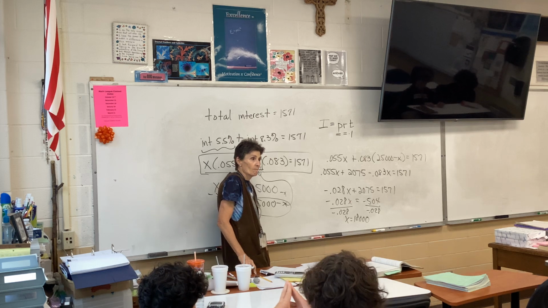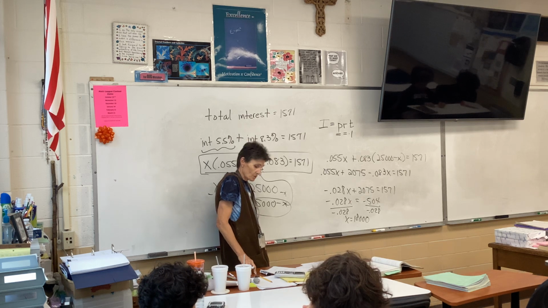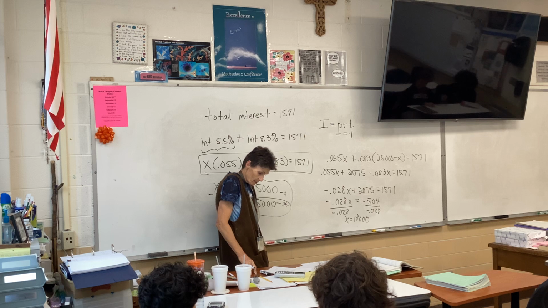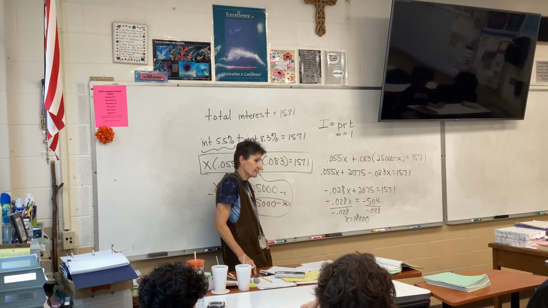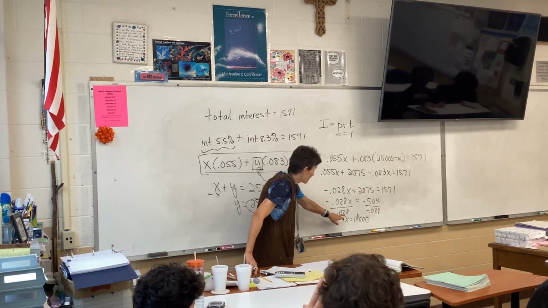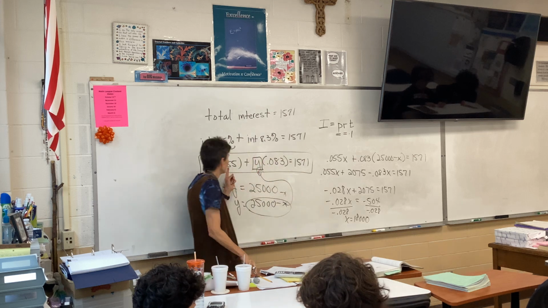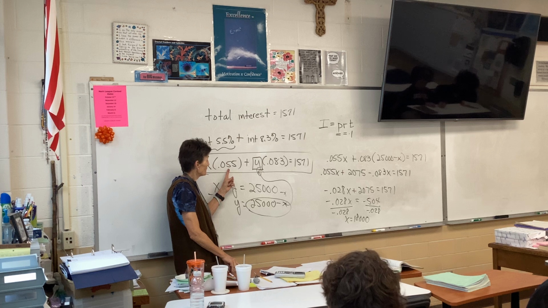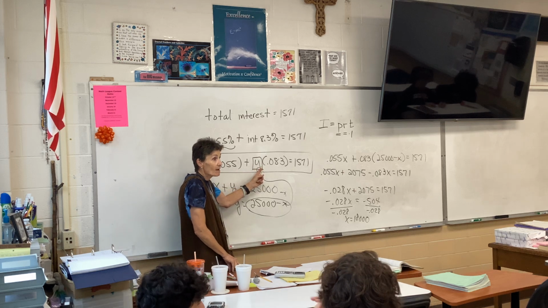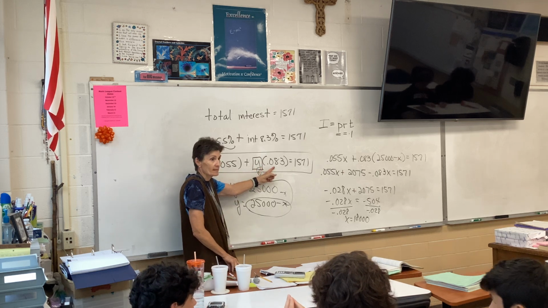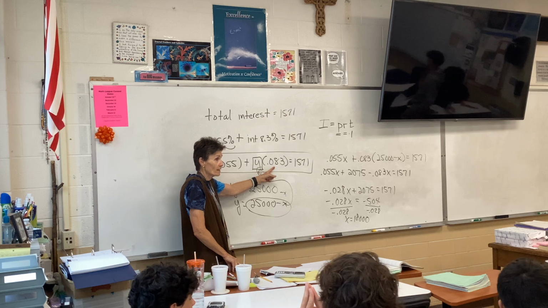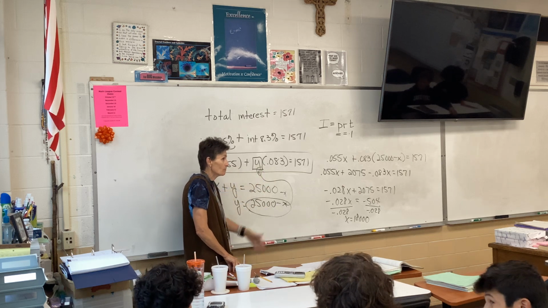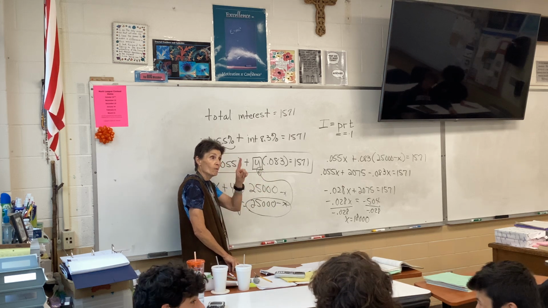It's all coming together. So, how much is invested in each rate? Well, 18,000 got invested at the 5.5%. And then 7,000 got invested at the 0.083, or 8.3%.